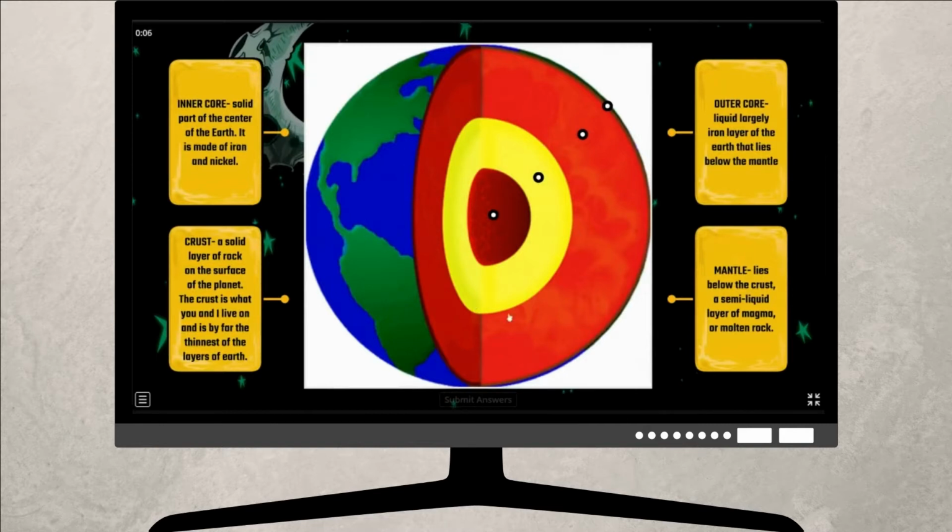Inner core. The solid part of the center of the Earth, it is made of iron and nickel. Crust. A solid layer of rock on the surface of the planet. The crust is what you and I live on and is by far the thinnest of the layers of the Earth. Outer core. Liquid, largely iron layer of the Earth that lies below the mantle. Mantle. Lies below the crust, a semi-liquid layer of magma or molten rock. Try to label it now!